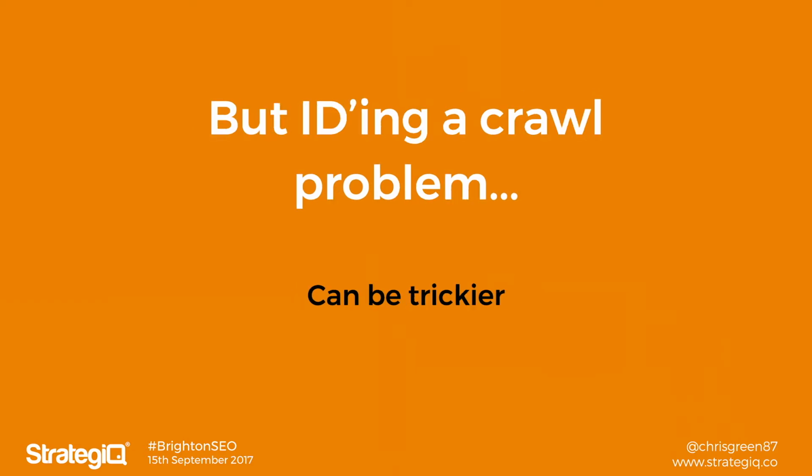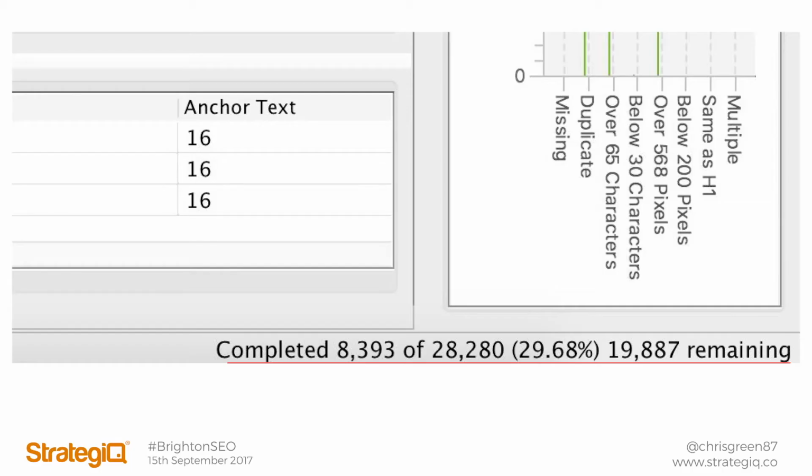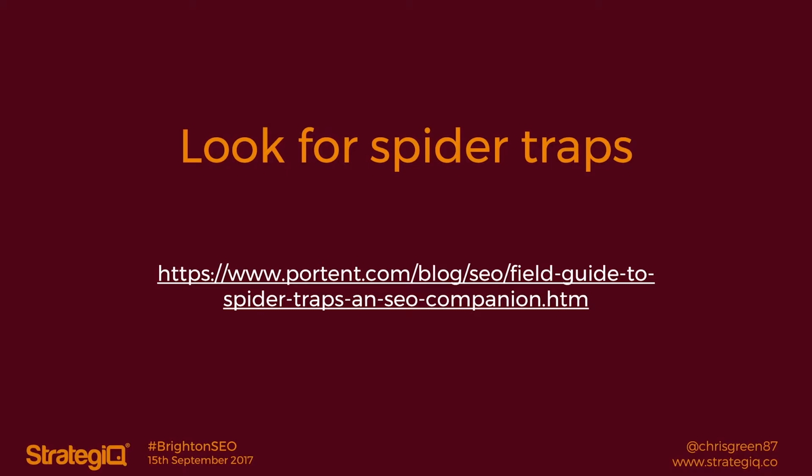But I'd say identifying a crawl problem can actually be a bit trickier. It's an area that a lot of SEOs are only really starting to get into, but it is quite a fundamental problem that has been at the heart of what we do for a while now. I don't know how many of you are familiar with this if you use Screaming Frog, and it's this percentage that doesn't really ever move. You basically let it run and run and run until your computer locks up. That's probably a crawl problem. Fundamentally, that is a symptom of a spider trap, amongst other things.